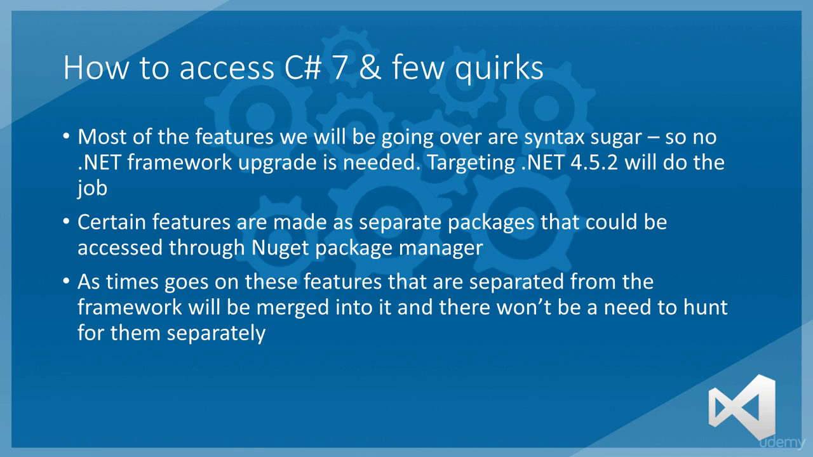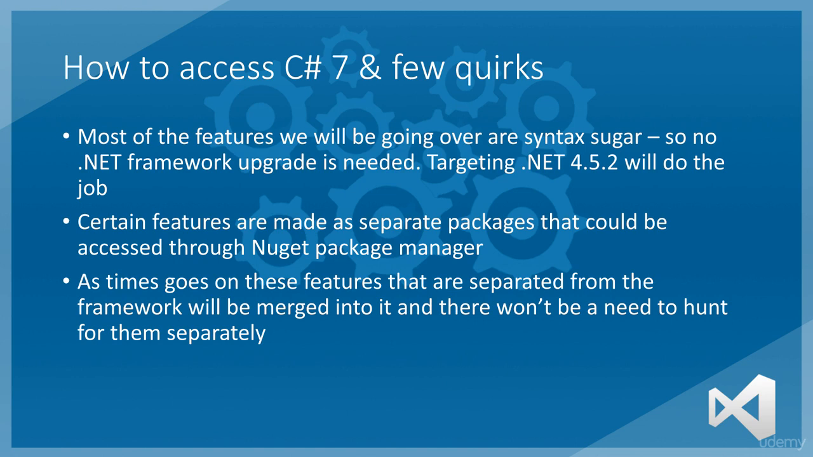So next is how to access C# 7 and a few quirks that you need to know about. The moment you download and install Visual Studio, whether it's Community or any other type of edition, 2017 version, you automatically get the new compiler that can take care of C# 7.